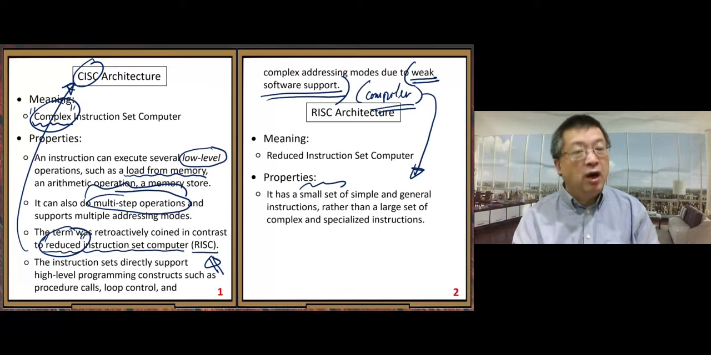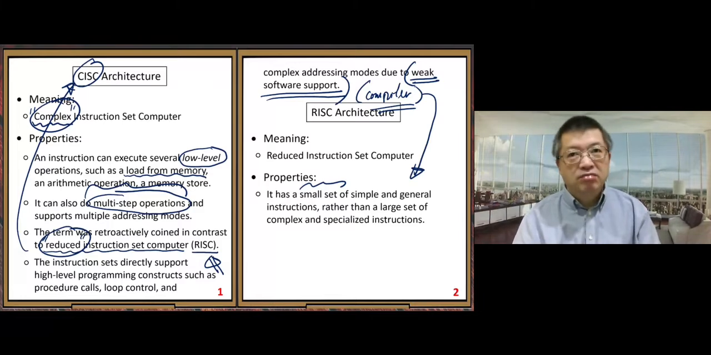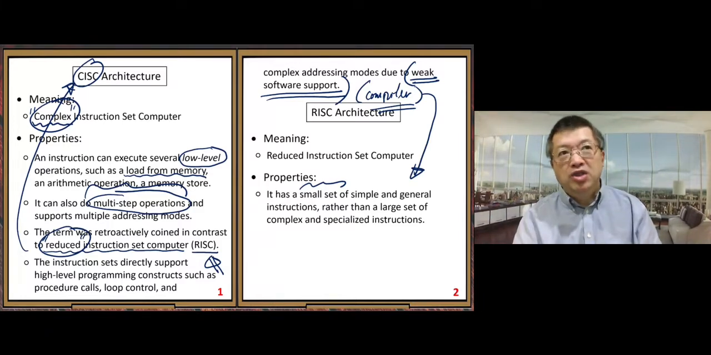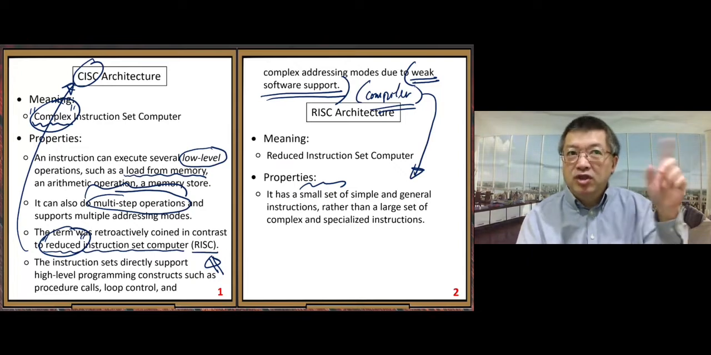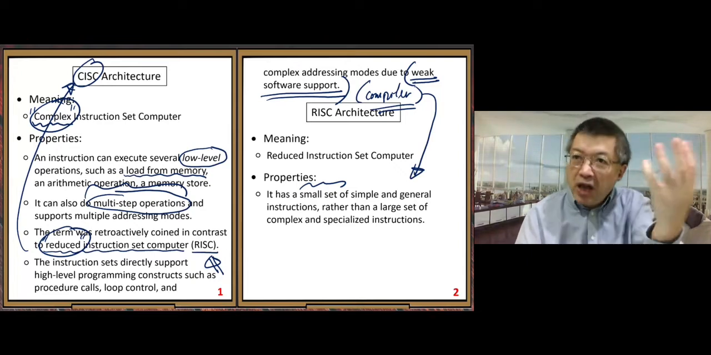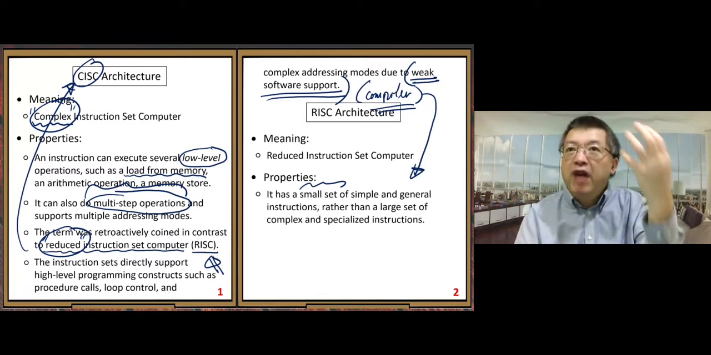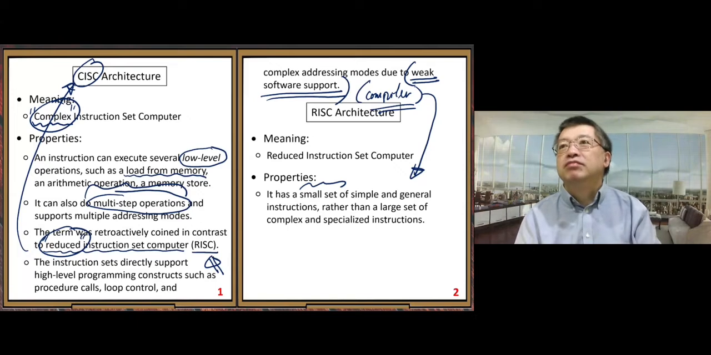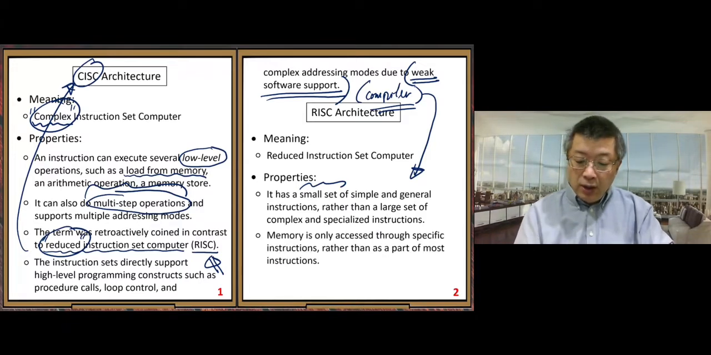The result is also obvious. We can get faster performance. Later, we will see why we get faster performance. So with this special simplification, reduction, we will actually get faster performance using RISC architecture than using CISC architecture. All right.